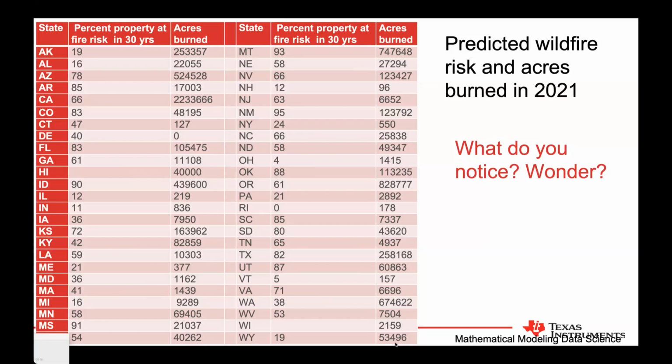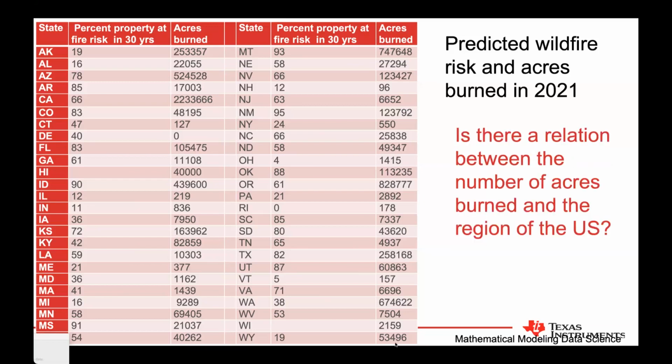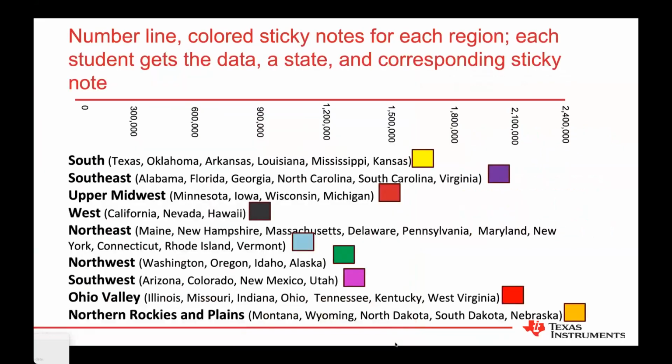So let's just look at this next question, Tom. We're going to concentrate just on the number of acres burned. And I'm going to pose the question: is there a relation between the number of acres burned and the particular regions of the United States? In other words, is any one region of the United States more susceptible to wildfires than the other regions? Next slide. In order to do this, I'm going to tell you about what I do with my students. If we were in person, you would actually be doing this yourselves.